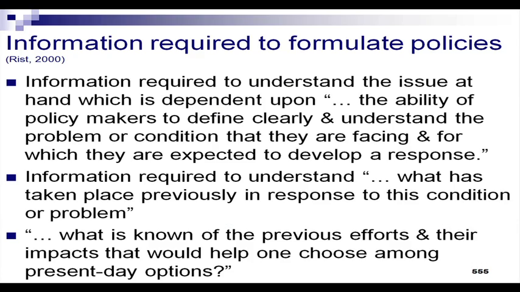Then the information required to understand what has taken place previously in response to the condition or problem. So what is required, what has happened, and what is known of the previous efforts and their impacts that would help one choose from among the present day options. What has happened in the past, what is required, how did what happened in the past influence what is required today and what can be required tomorrow, and how has what has happened in the past influenced the choices that are available to us today for implementing a policy. So that is very, very critical.